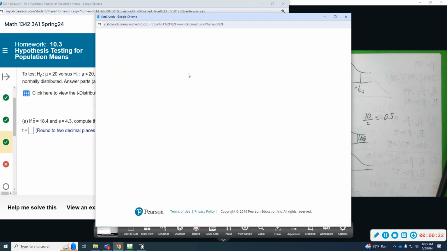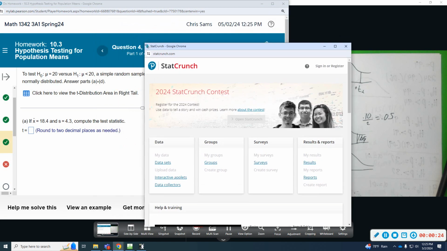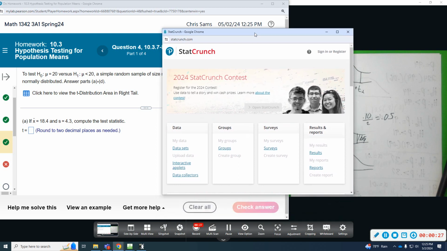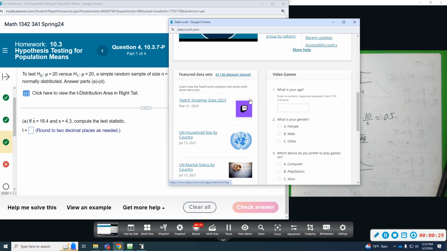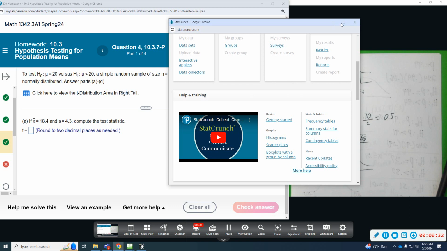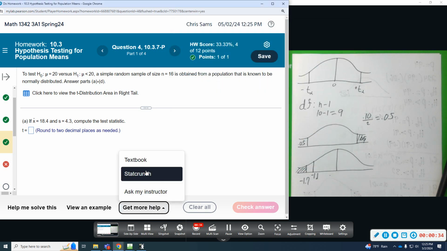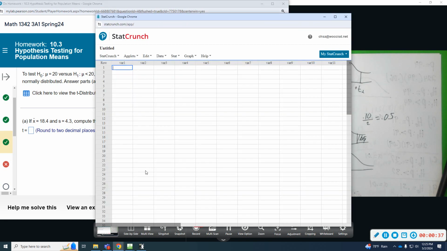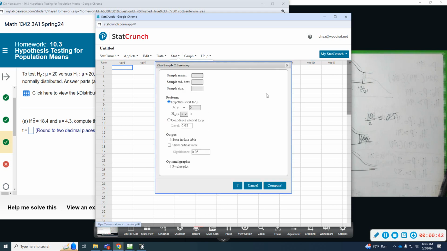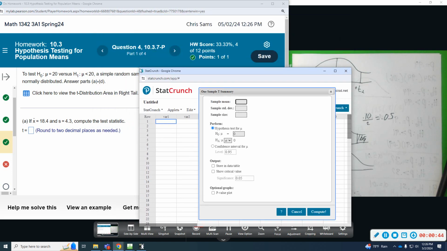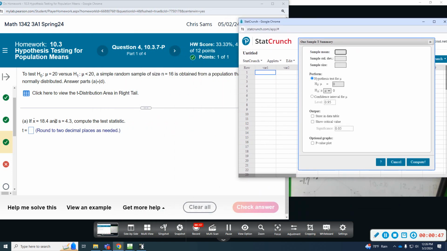We're going to go to StatCrunch. T, one sample with summary. The sample mean is 18.4. Sample standard deviation is 4.3. Sample size was 16.